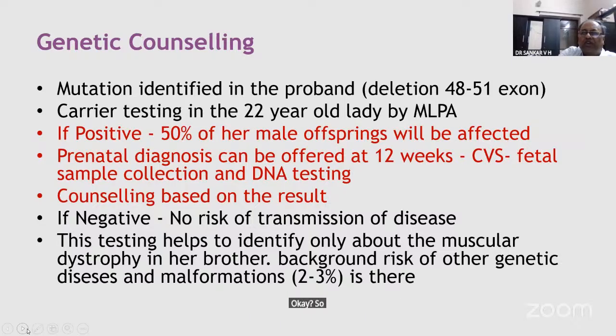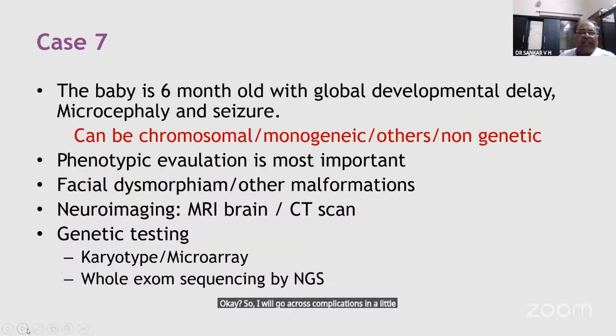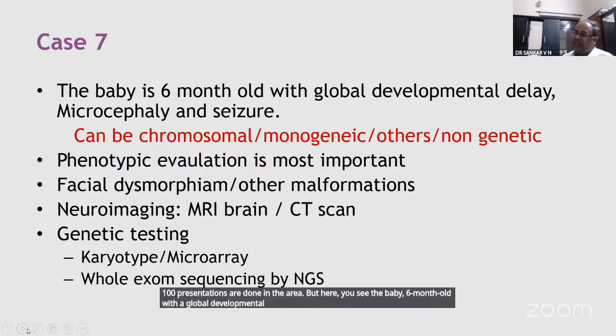So I will go through the rest of the cases a little bit fast. Case 7, because most of the cases we have discussed so far are definite cases, that is DMD, thalassemia. In those we know definitely that the mutation is 100%, we know what the patient has. But here you see the baby is 6 months old with global developmental delay, microcephaly and seizure.